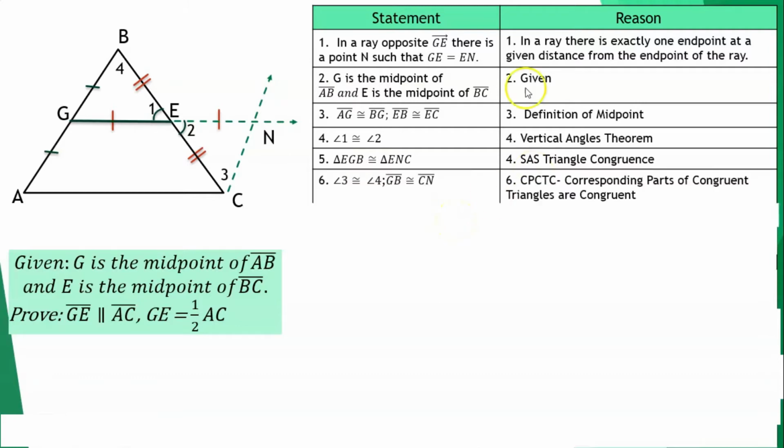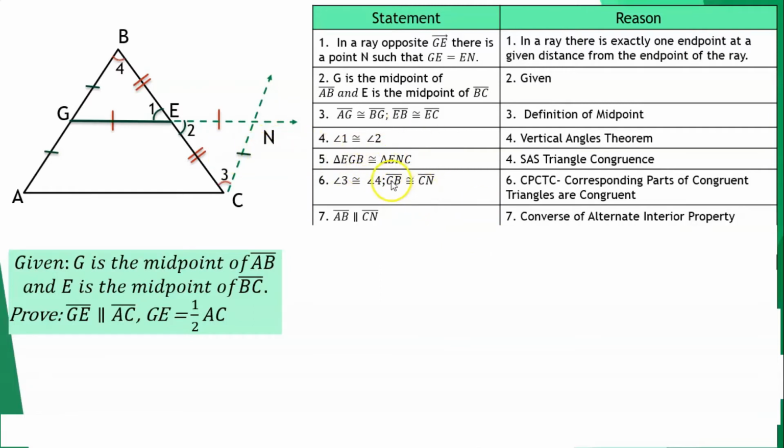Okay, next. In here, angle 3 is congruent to angle 4 and GB is parallel to CN. So why? It's because all of these are corresponding parts of the two triangles. So it would follow they are congruent by CPCTC, or corresponding parts of congruent triangles are congruent. Okay, next. So marking them, we'll get this. So with this, AB then is parallel to CN.